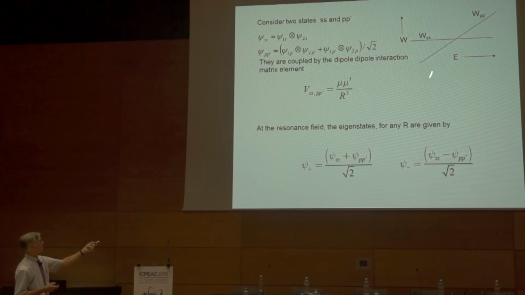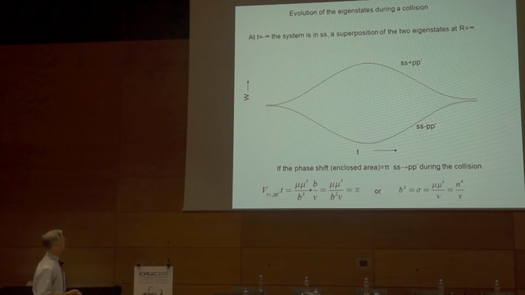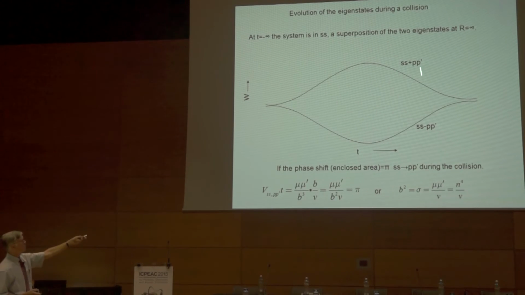Now, the interesting thing is that at the resonance field, irrespective of the internuclear spacing, the eigenstates of this problem are always SS plus P prime and SS minus P prime. It's exactly like the problem we did in the 2s state of hydrogen. So what happens during the collision? As I've already said, the eigenstates are always SS plus P prime and SS minus P prime. So when you do the laser excitation at t equals minus infinity, you make the coherent superposition of these two, which is just SS. In other words, you add this wave function to this one.